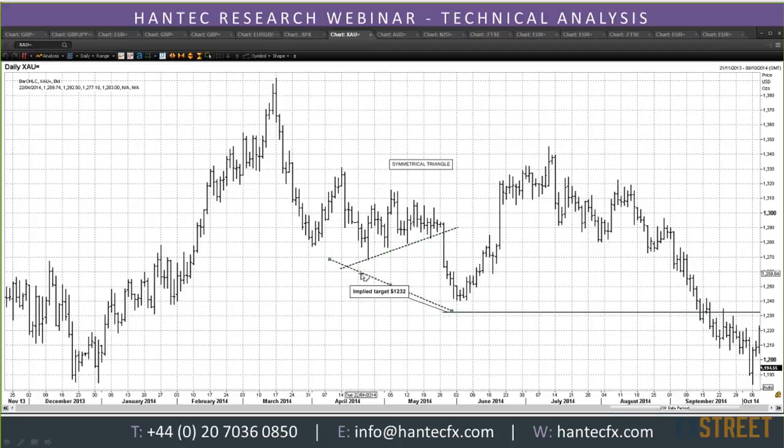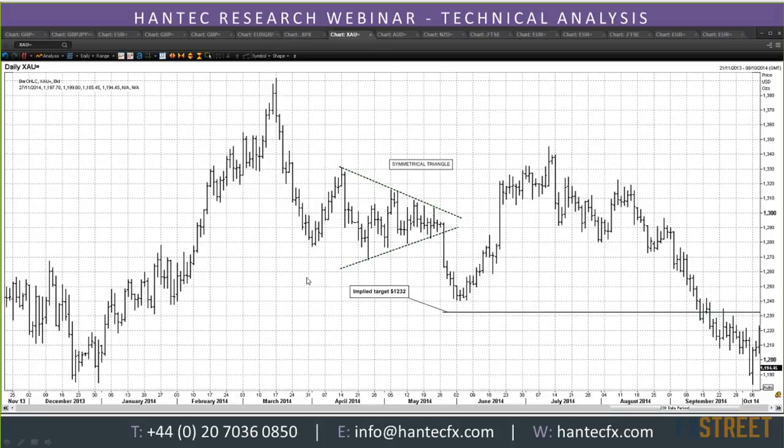It didn't quite hit that. It hit a low of 1240, so $8 away, but you still got a nice $50-odd downside, which you would have ascertained from this big breakdown anyway. So it did work to a certain extent, but not entirely, because you didn't hit the target. But it was a pretty reasonable effort nonetheless.